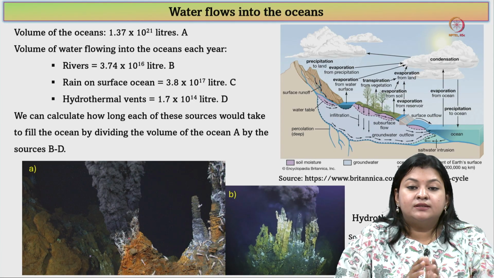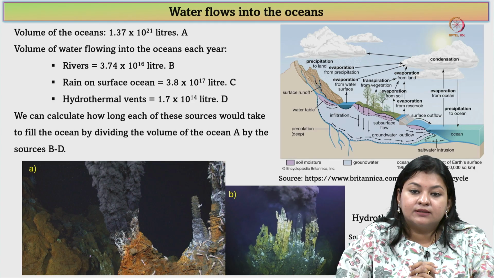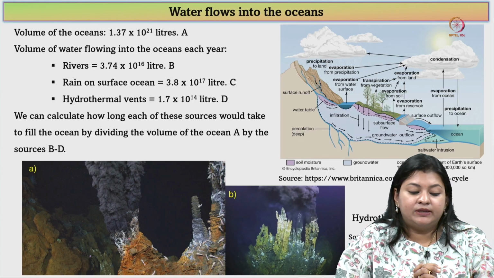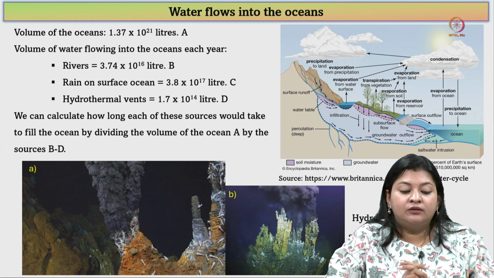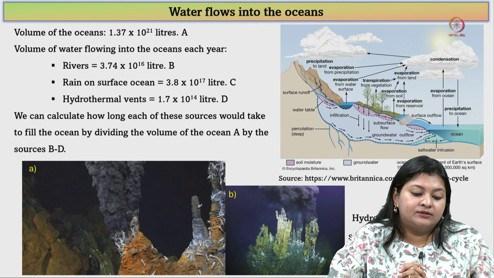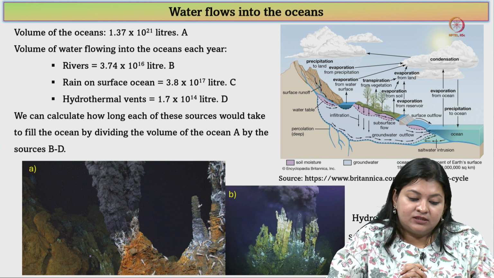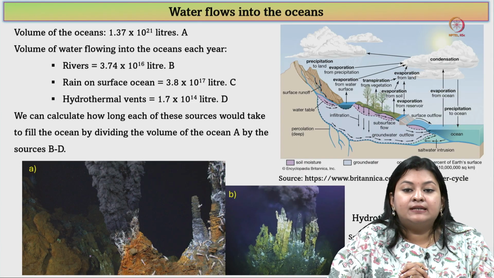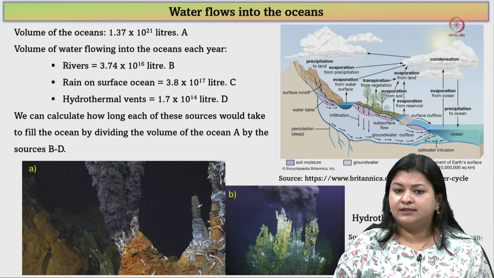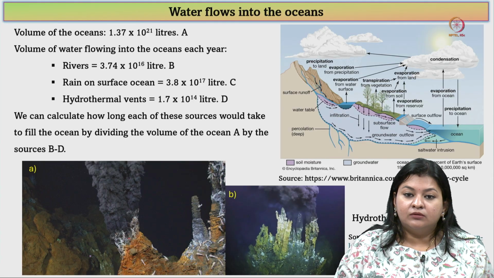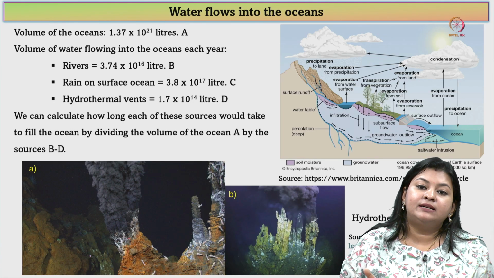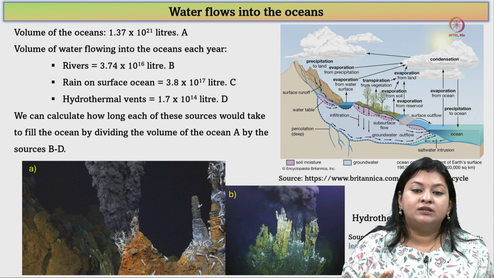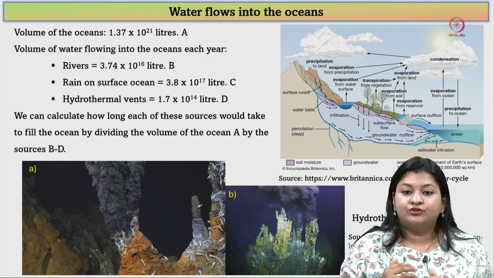The volume of the oceans is 1.37 × 10^21 liters. All the rivers combined together give us 3.74 × 10^16 liters. More in volume comes from the rainfall, which is 3.8 × 10^17 liters, and from hydrothermal vents we have 1.7 × 10^14 liters. So, as you can see, rivers and hydrothermal vents are the only external sources. It is not even truly external, because most of the rivers are also rain fed. This rain is again coming from the water mass that has evaporated from the oceans themselves. So, basically, most of the rivers and the rain on the surface are entirely the ocean recycling itself.